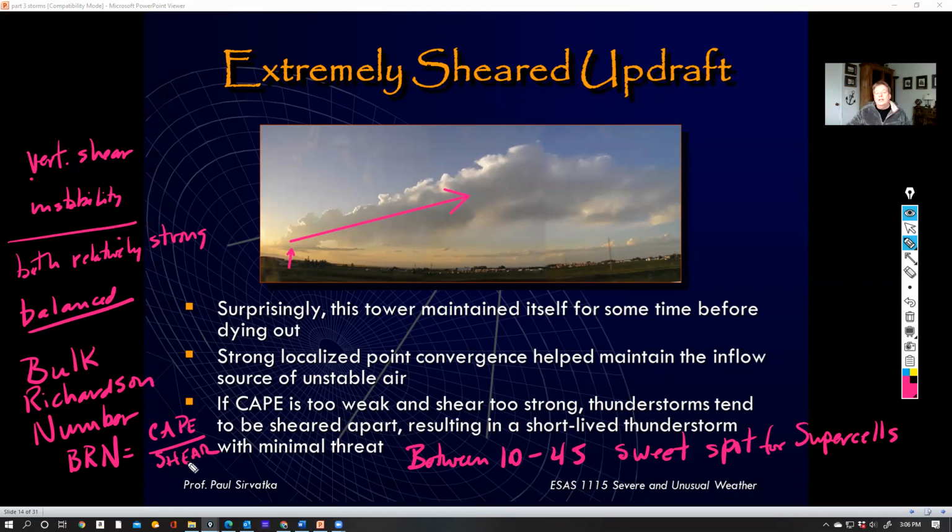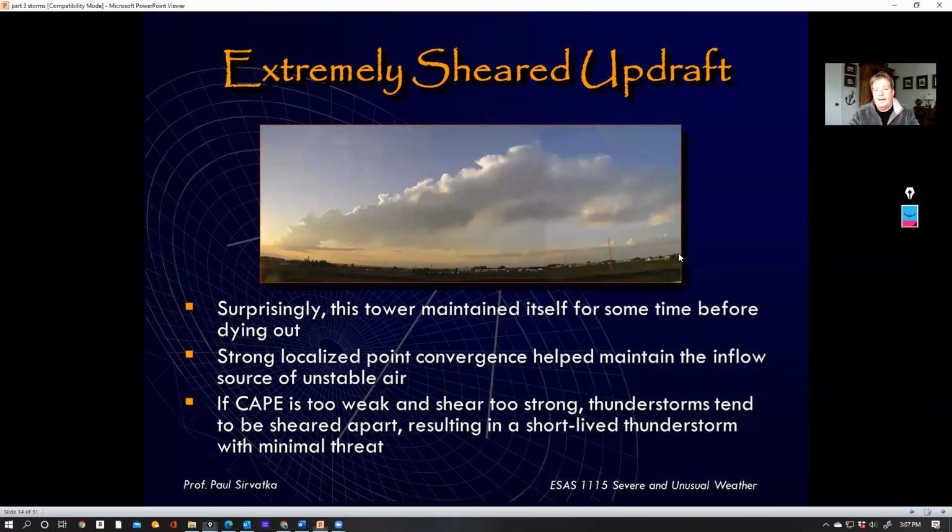If the shear is too much, like we just see in this picture, and the CAPE is less, then the numbers fall below 10, and then it's hard to maintain a long-lasting thunderstorm. So these are just kind of rules of thumb. It's not guaranteed to be this way, but it is something that meteorologists will often look at. So the sweet spot of the BRN, the Bulk-Richardson number, that's a number you can add, or an acronym, to your acronym list.